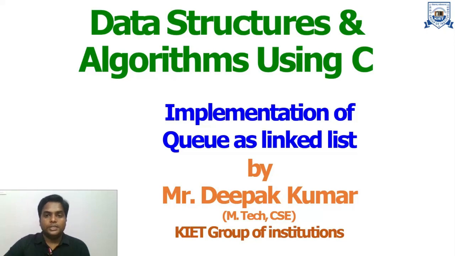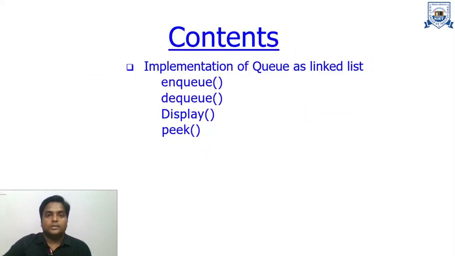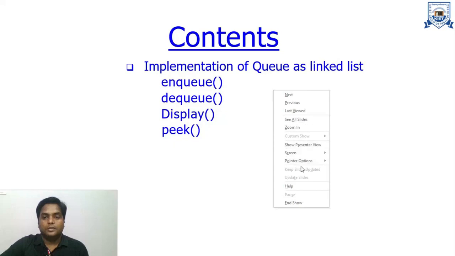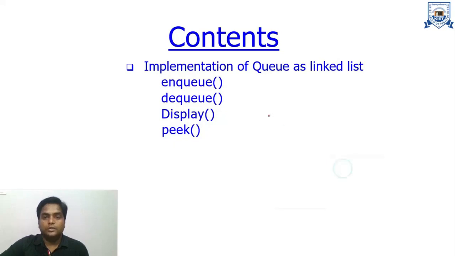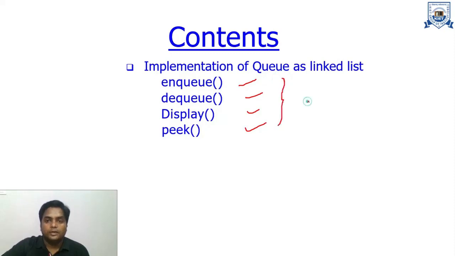In today's session, we will discuss the implementation of queues using linked list. So we know that these are the major operations of queue, that is enqueue, dequeue, display and finding the peek element of the queue. Now we will discuss all these operations with the concept of linked list.